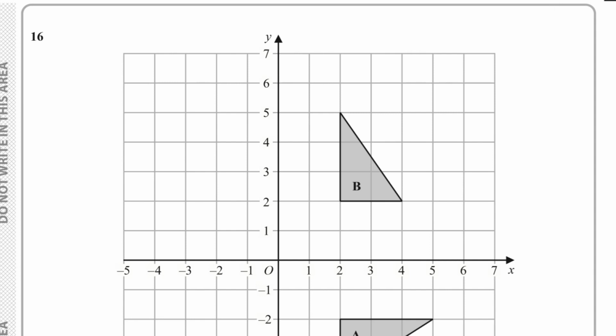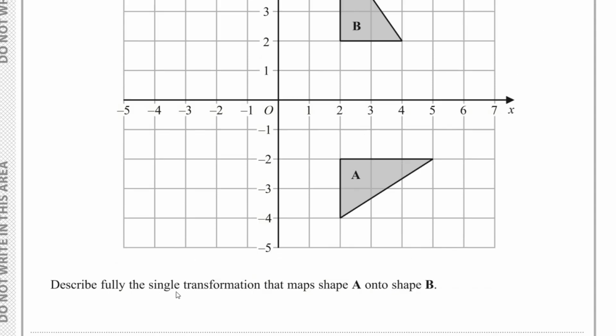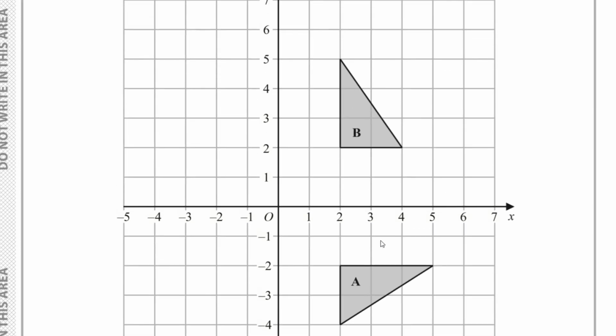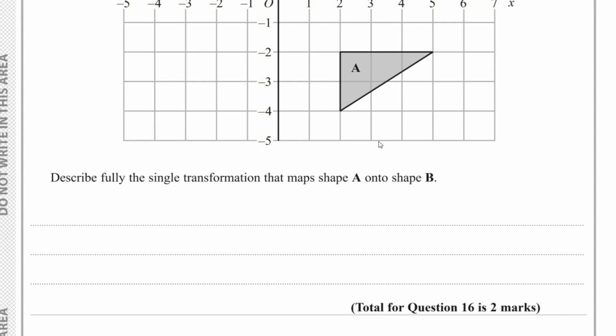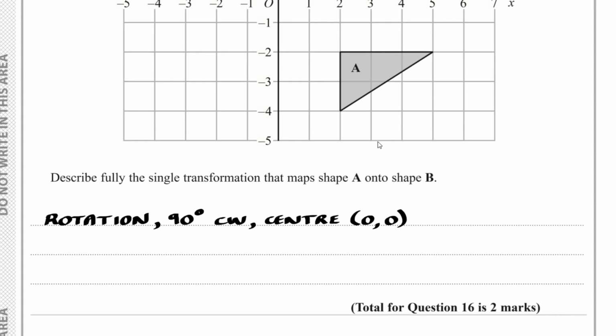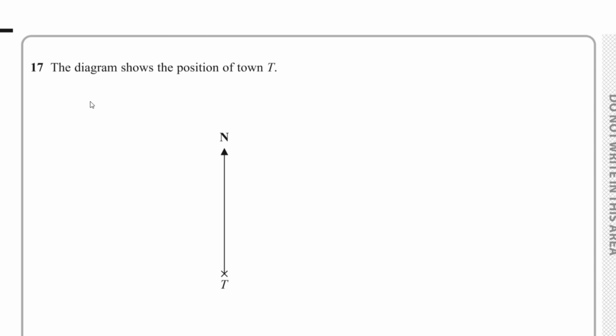Question number 16. We have to describe fully the single transformation that maps shape A onto shape B. Well, here we're going from A to B, so we have a rotation of 90 degrees clockwise about the center at the origin.